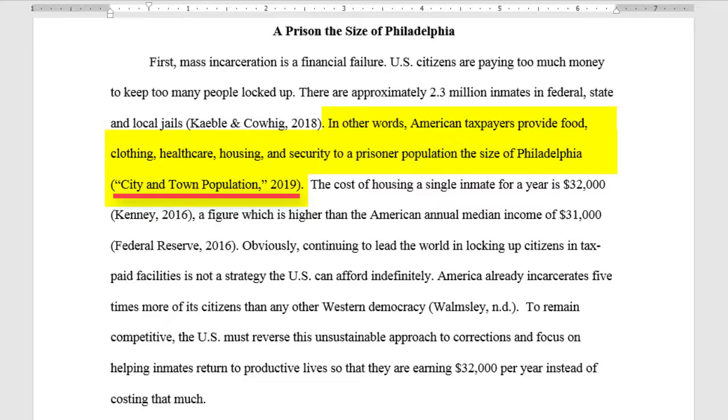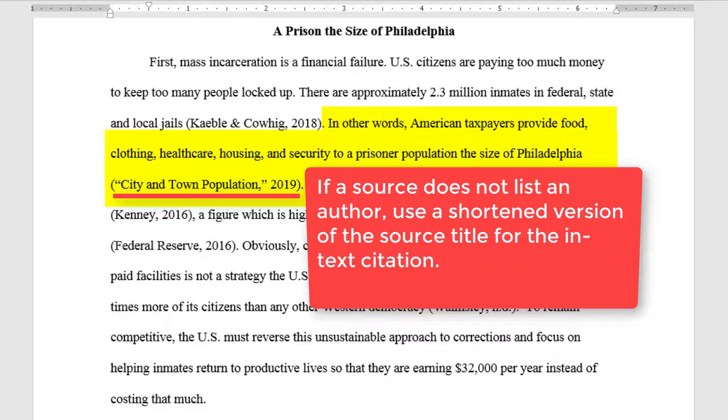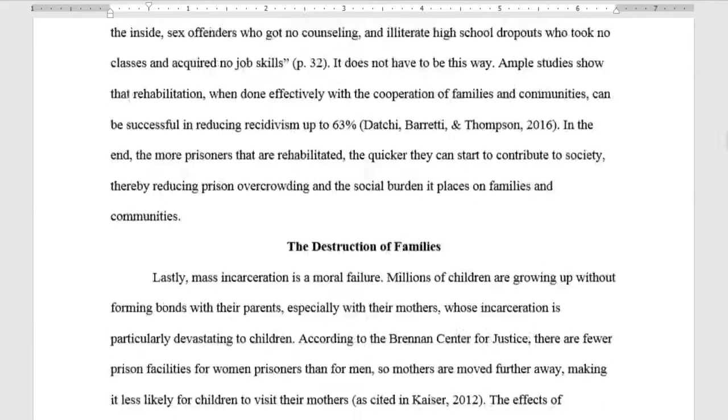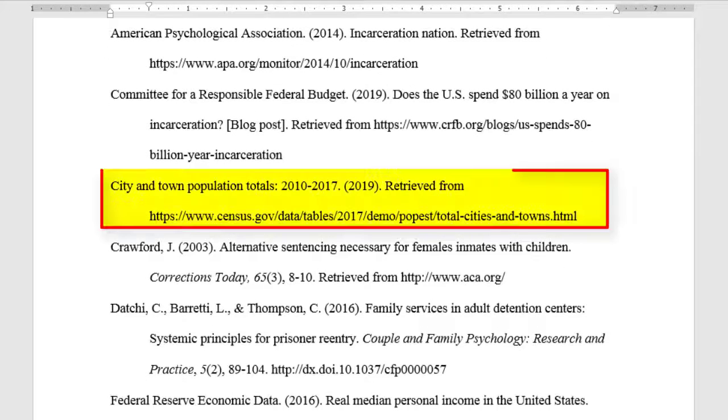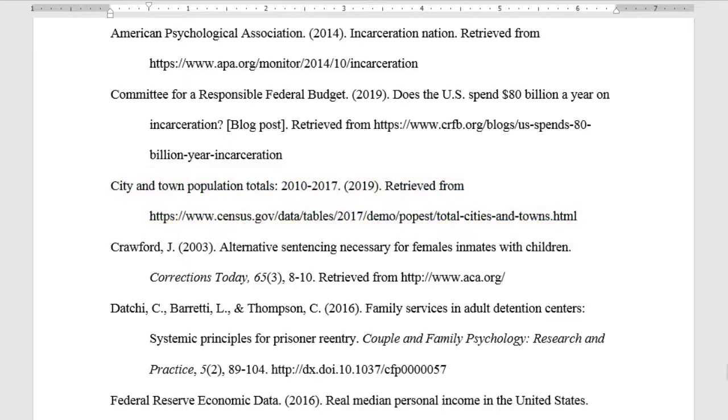Note that this citation uses a title and quote marks. Whenever your source does not list an author, either a person or an organization, your next choice is to use an abbreviated version of the source title, in quote marks, for your in-text citation. And if we scroll to the references page, you see the full title of the source is City and Town Population Totals 2010 to 2017.